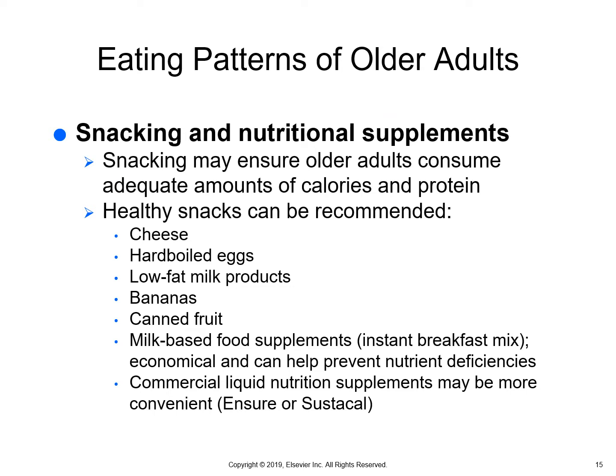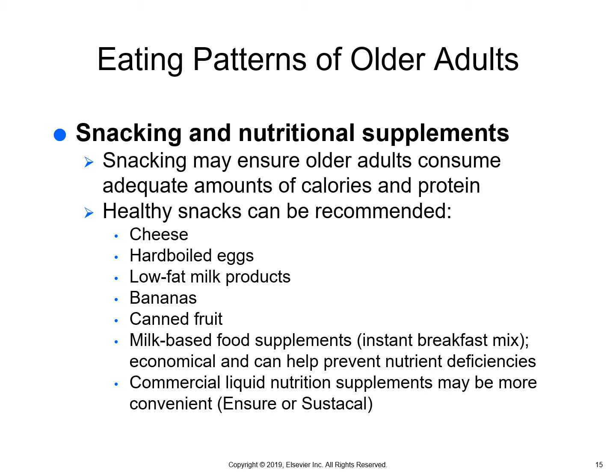Snacking and nutritional supplements can ensure that these older adults will get an adequate amount of calories as well as protein. And some healthy snacks that you could recommend would be cheese, hard-boiled eggs. Eggs are easy, they're not expensive. Low-fat milk products, bananas, canned fruit if we are avoiding the heavy syrups.